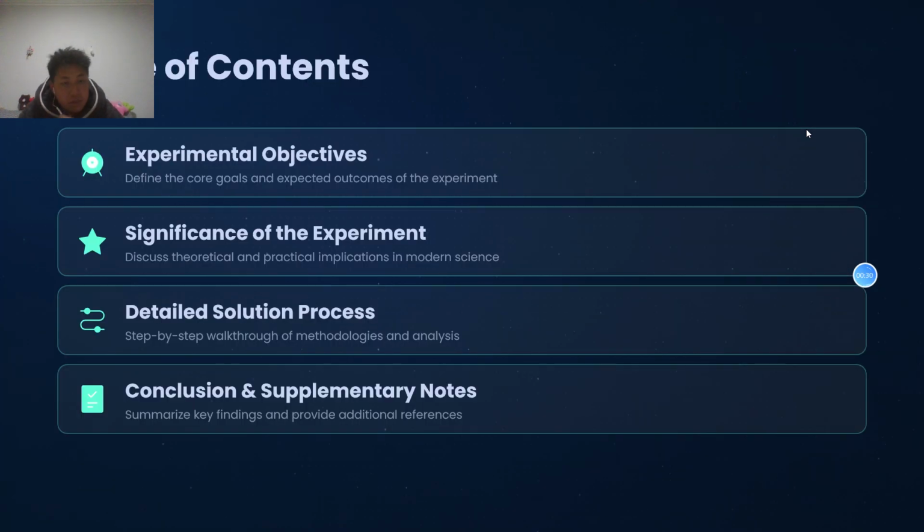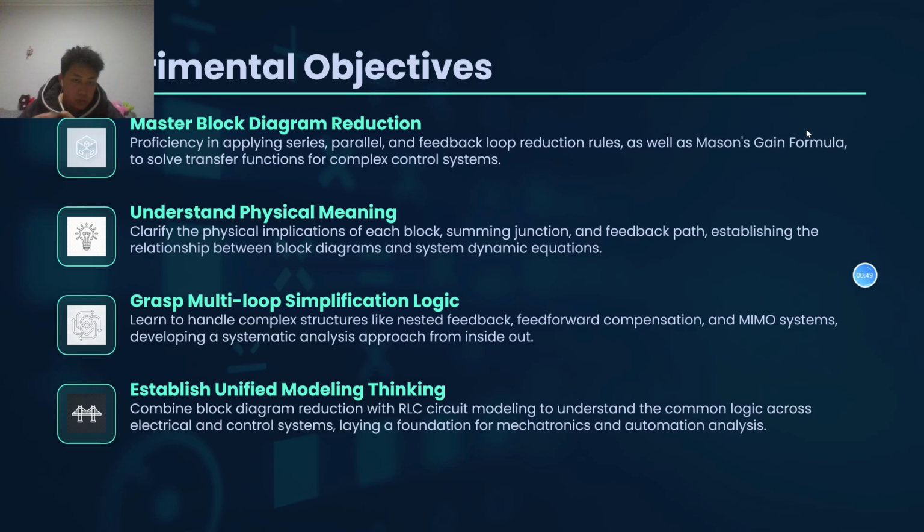Okay, so the table of contents is experimental objectives, significance of the experiment, detailed solution process, and conclusion, supplementary notes. Okay, and the experimental objectives: master block diagram reduction.